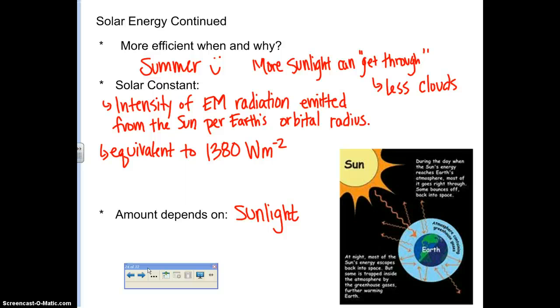The amount of solar energy that we get depends on the amount of sunlight that we get. So there should be a direct relationship seen there. The increase in amount of sunlight, increase in amount of solar power. So clearly if you're going to heat your house with solar power, you need to live in a very sunny area.